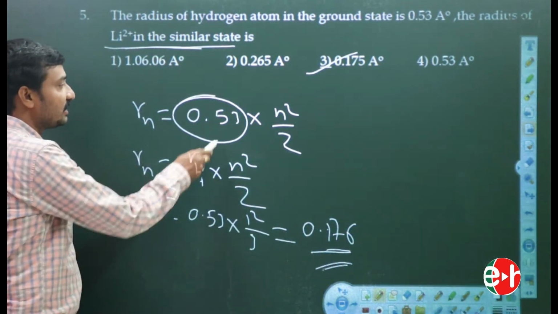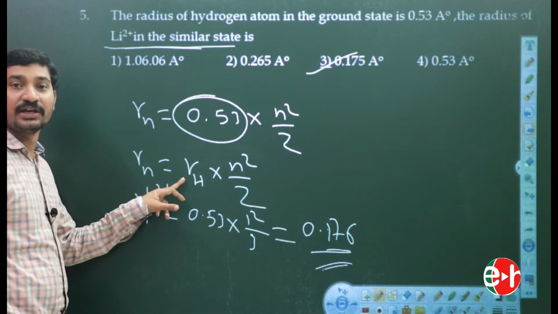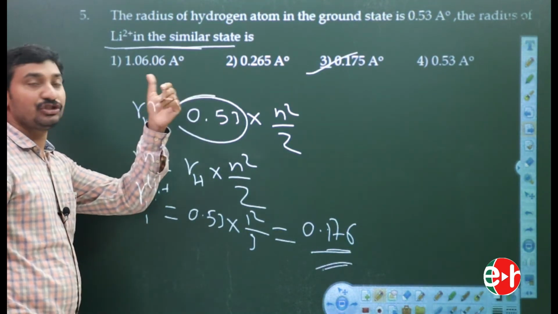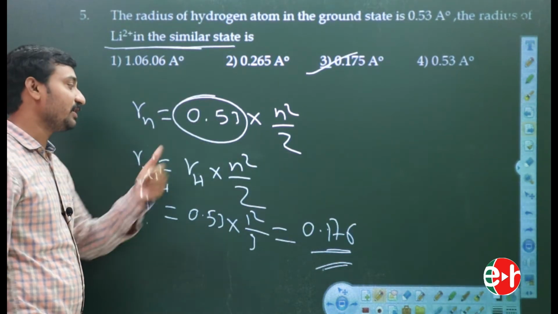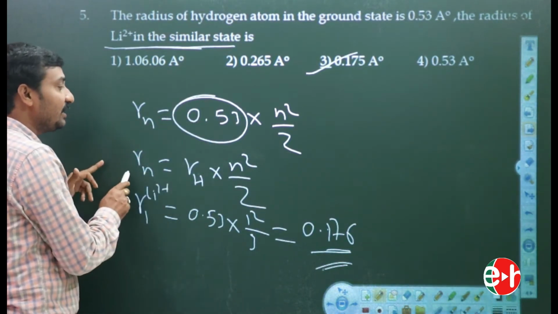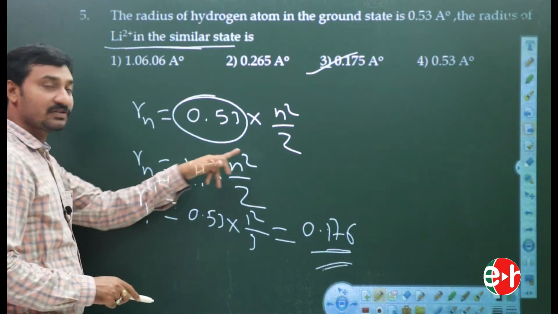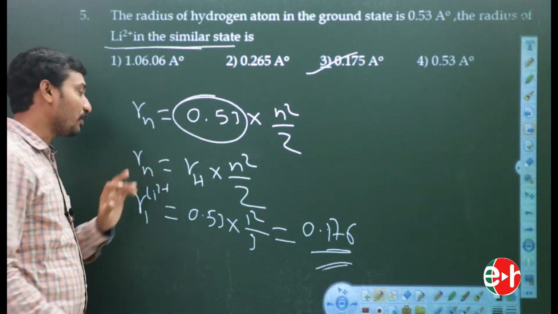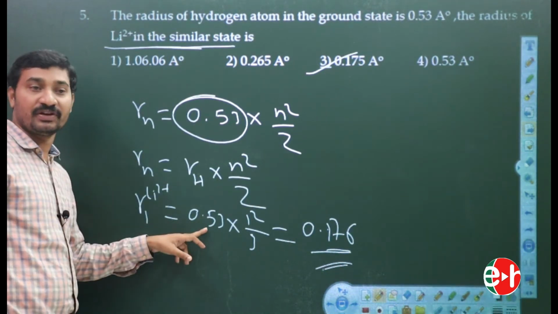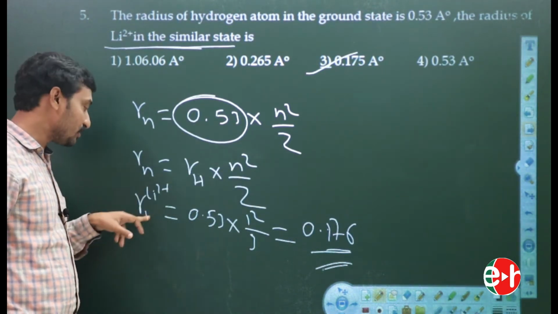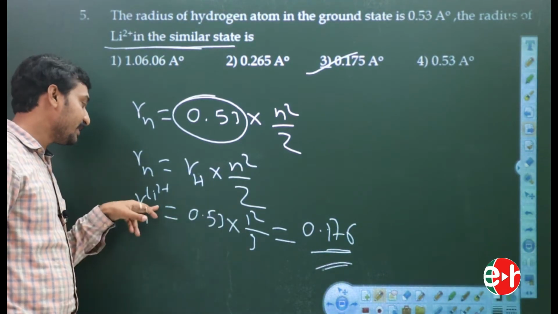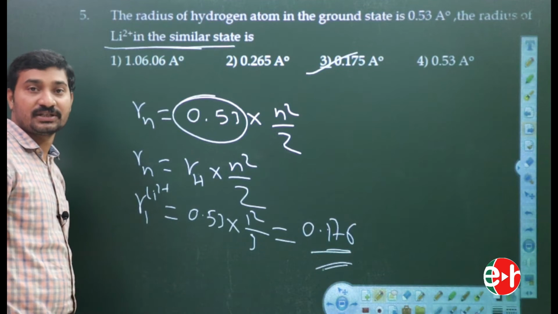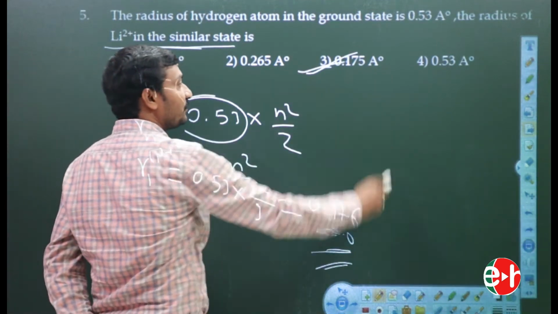Why? Because this value indicates RH, the radius of hydrogen atom. Actually it is 0.529, but here the particular value 0.53 is given, so no problem. You can take 0.53 into n square by z. For the same orbit, n is 1 square, and for lithium z is 3, so 0.53 by 3 gives 0.176. Hence this is the right answer.